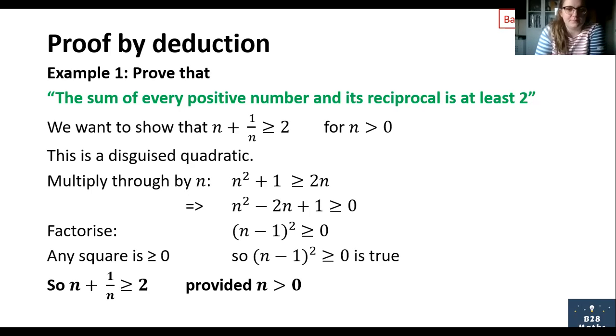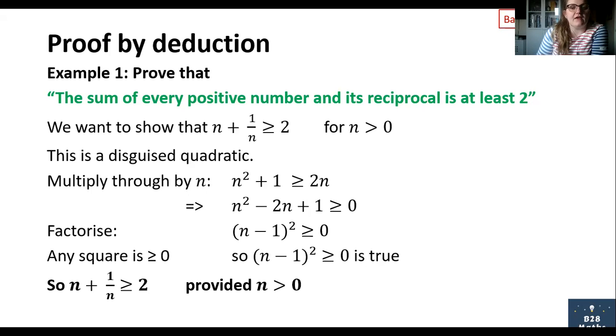So n plus 1 over n is greater than or equal to 2, provided that n is greater than 0. So basically we have a caveat in there, a rule which was in our original equation, where we said every positive number.